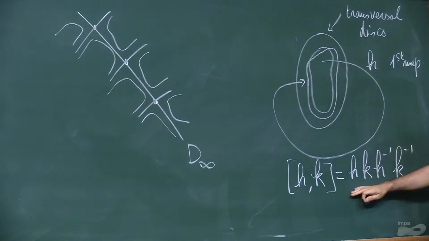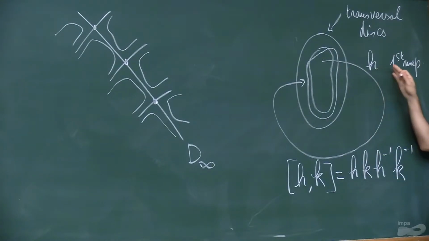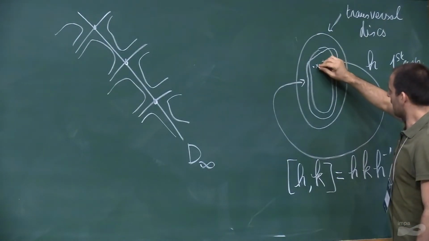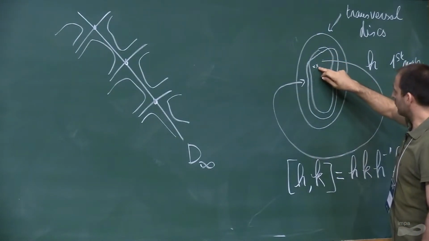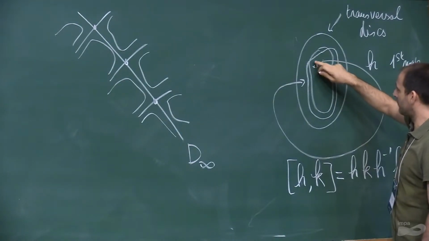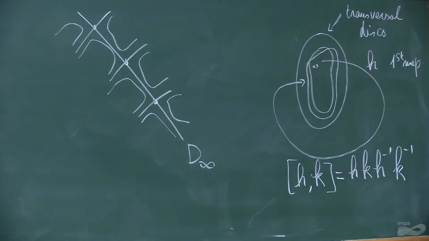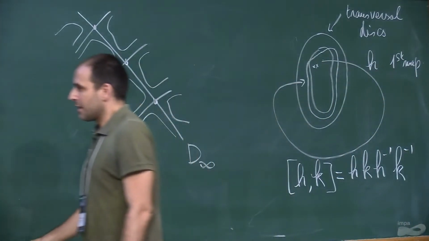And this map is going to be much closer to the identity than the original H and K. And so by taking iterations of commutators, you can construct maps that are closer and closer to the identity. And this explains why the orbits are dense, because if you have a point in an orbit, you will have some points in the same orbit that are very close to that point. And using this kind of idea, you can really prove that the orbit is going to be dense. OK.